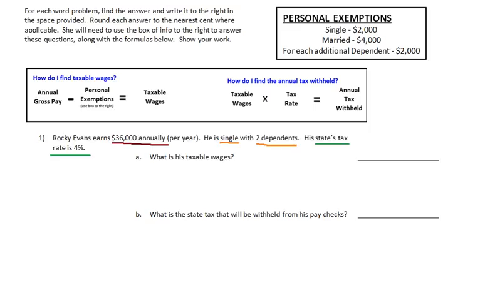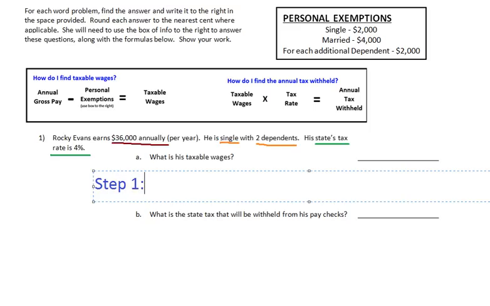So, what is his annual salary? What is his annual gross pay? How much money does he make in a year? Well, once again, we are using step 1. And if we look up there, we realize that his annual gross pay is $36,000. And we're going to subtract from that his personal exemptions.